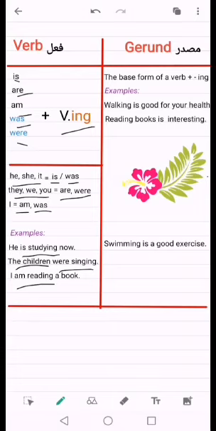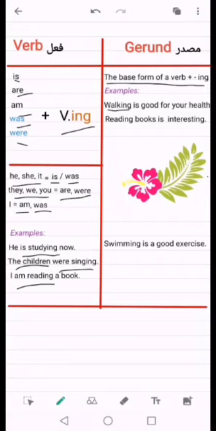What is the gerund? So it's the base form of a verb plus ing. Look at these examples. The first one, walking is good for your health. Walking, here we start with walking. Walking is walk plus ing, walk plus ing. So it's called what? Gerund.